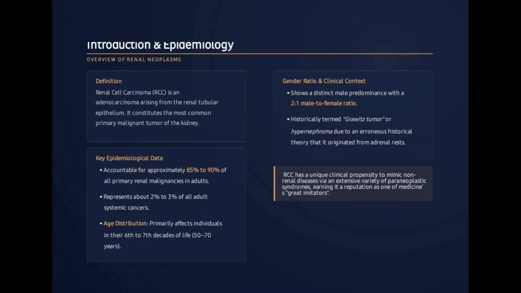Definition: renal cell carcinoma is an adenocarcinoma arising from the renal tubular epithelium. It constitutes the most common primary malignant tumor of the kidney. It is accountable for approximately 85 to 90% of all primary renal malignancies in adults. It represents about 2 to 3% of all adult systemic cancers. Age distribution: it primarily affects individuals in the 6th and 7th decade of life, that is 50 to 70 years. Gender ratio shows a distinct male predominance, with a 2:1 male to female ratio.